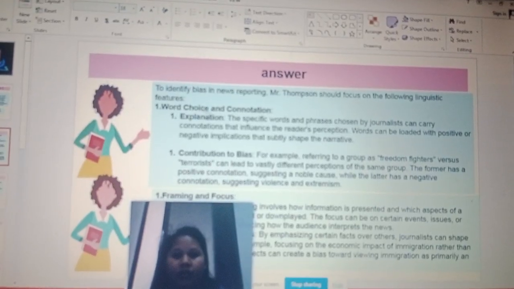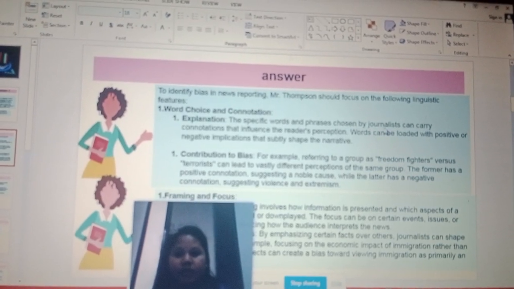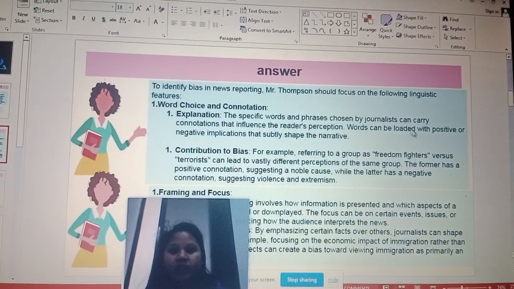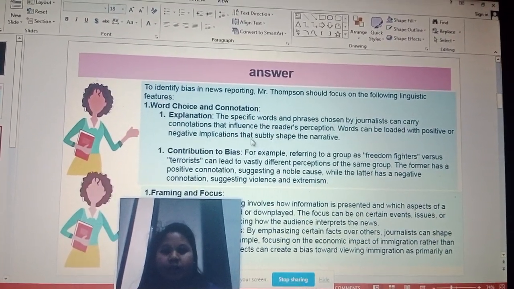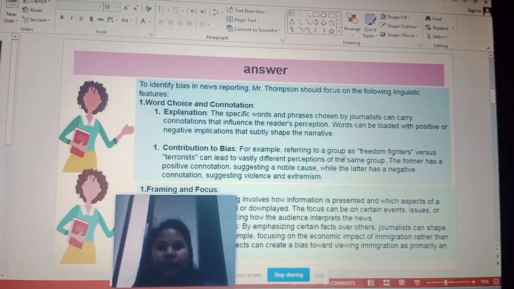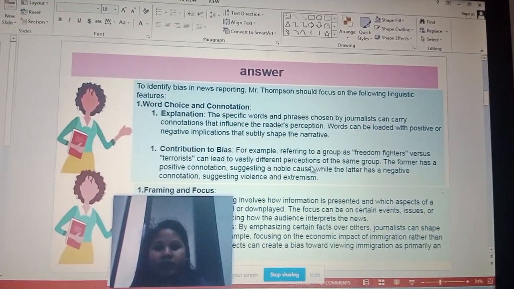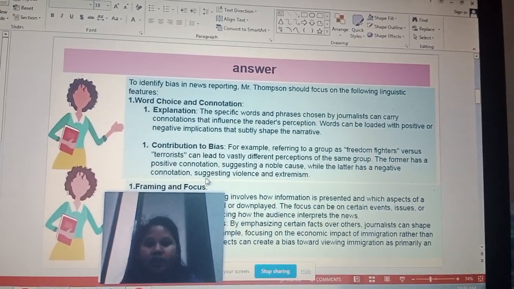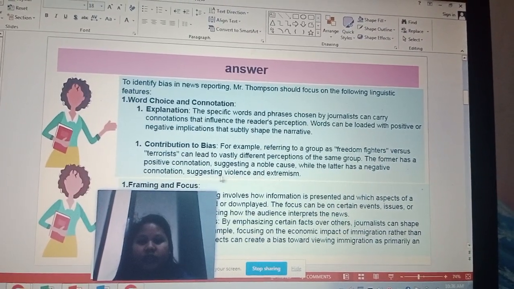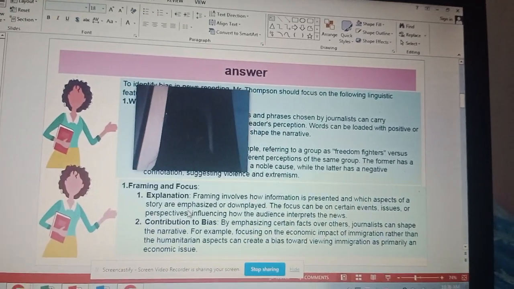Number 1. Word choice, connotation. Explanation: the specific words and phrases chosen by journalists can carry connotations that influence the reader's perception. Words can be loaded with positive or negative implications that subtly shape the narrative. Contribution to bias: for example, referring to a group as freedom fighters versus terrorists can lead to vastly different perceptions. For the same group, the former has a positive connotation suggesting a noble cause, while the latter has a negative connotation suggesting violence and extremism.